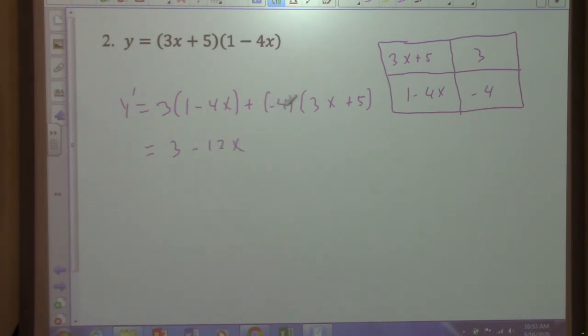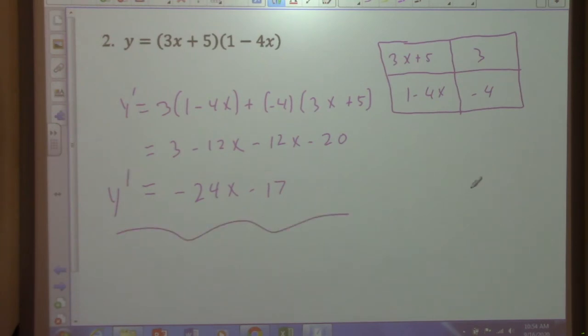And then here, everything's going to be negative with this negative 4, right? So I'm going to get minus another 12x, and then minus 20. Does that look right? That's what I got. So we're going to get negative 24x minus 17. Does that look right? Y prime. So that's what it looks like.